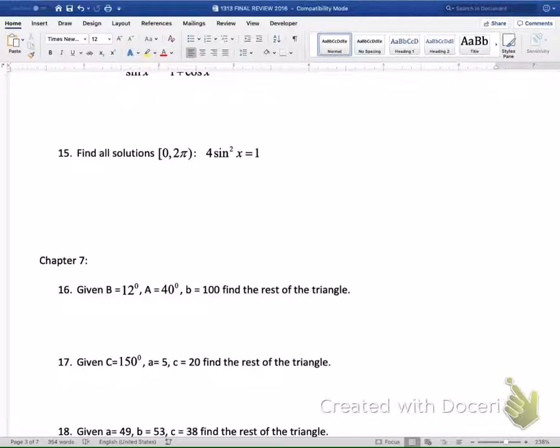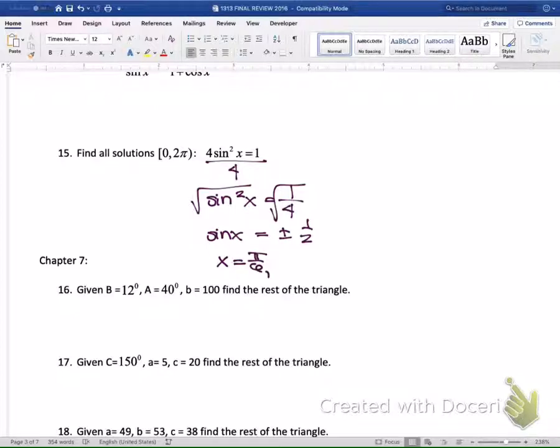Quick reminder on 15. How do we get sine by itself? Divide by 4 and square root. Now, something some people forgot on the test, when you square root, plus or minus. So I have plus or minus a half. Remember, you've got that filled out unit circle on your chart? And if you remember the sine is the y values, you're just looking around the circle for where sine has that y value. So that's going to happen at pi over 6, 5 pi over 6, 7 pi over 6, and 11 pi over 6.